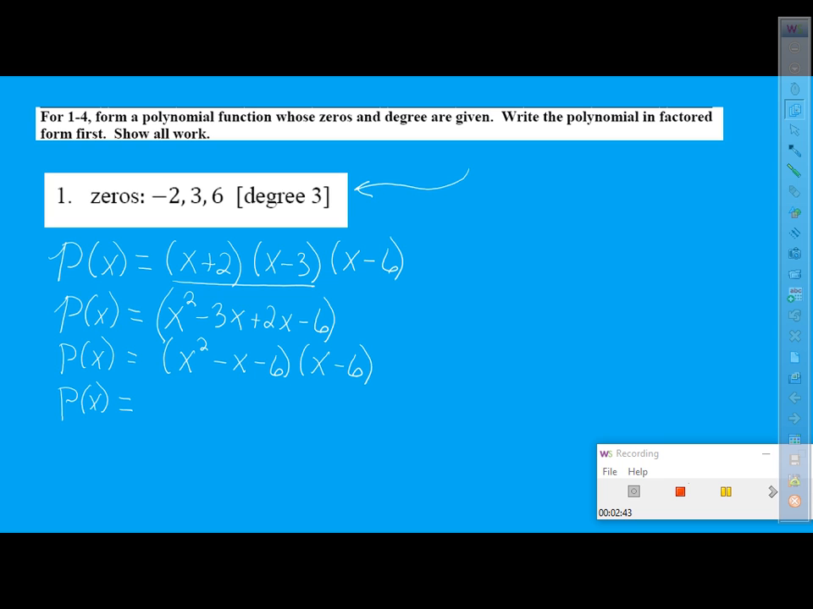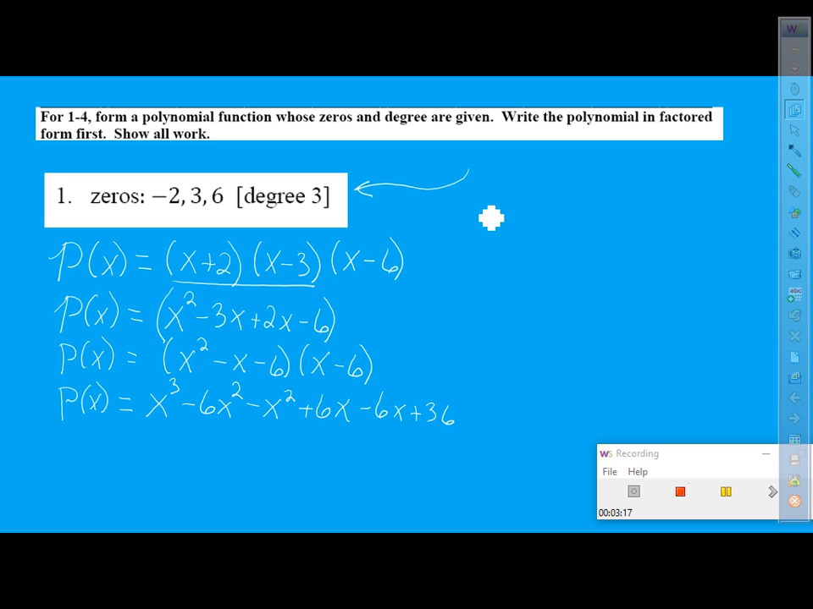So here's what I got going on so far. Let's take x squared times each of these. X squared times x is x cubed. X squared times -6 is -6x squared. Now let's go grab that opposite of x. The opposite of x times x is -x squared. The opposite of x times -6 is +6x. Now let's take -6 times each of them. I'm going to get -6x plus 36.